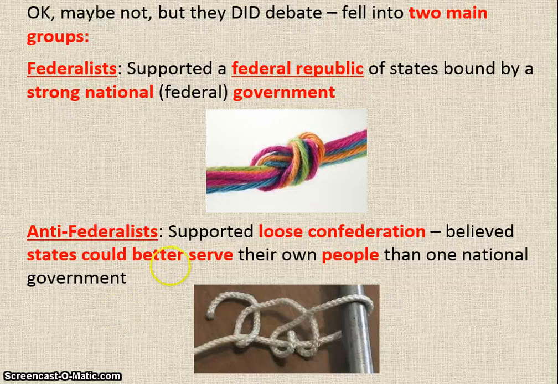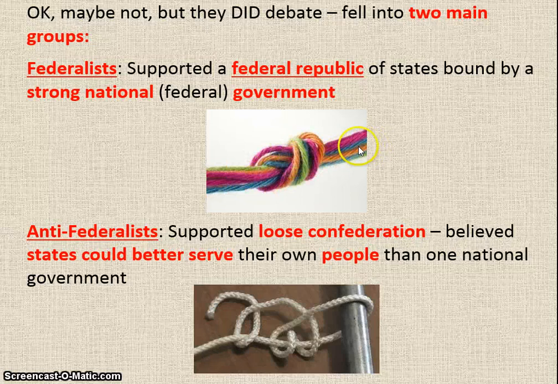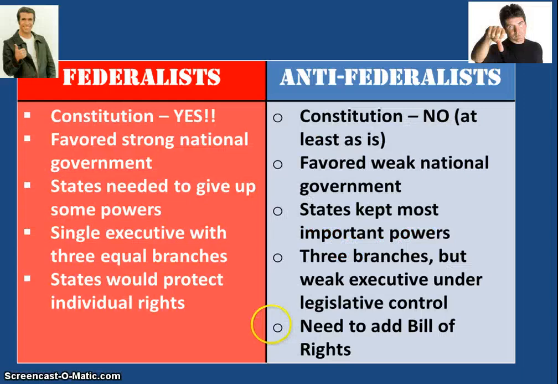So if we look at these two pictures here, imagine each one of these colored pieces of yarn is a state. Each one, while an individual state, is nonetheless bound tightly together by a national government. Whereas this one, if you look at this picture, is a very loose knot, and this is more what the Anti-Federalists imagined: again, a loose confederation where the states provided most of the most important services.